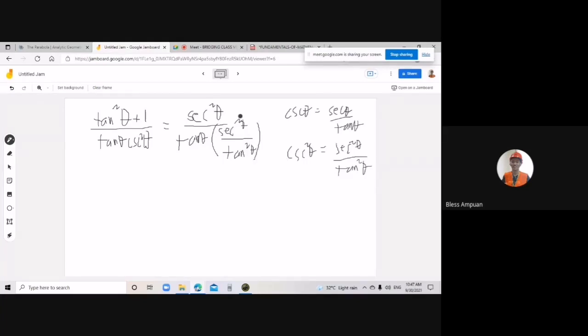What you are really looking for is what needs to be simplified. When you see tangent squared theta plus 1 above, you need to simplify it because it is still possible to simplify. Also the cosecant squared theta, since it has a degree of 2, can be simplified further. So we try to use some of the trigonometric functions so that we can simplify this kind of equation. So now, secant squared theta over tangent theta times secant squared theta over tangent squared theta, since cosecant squared theta is equal to secant squared theta over tangent squared theta.